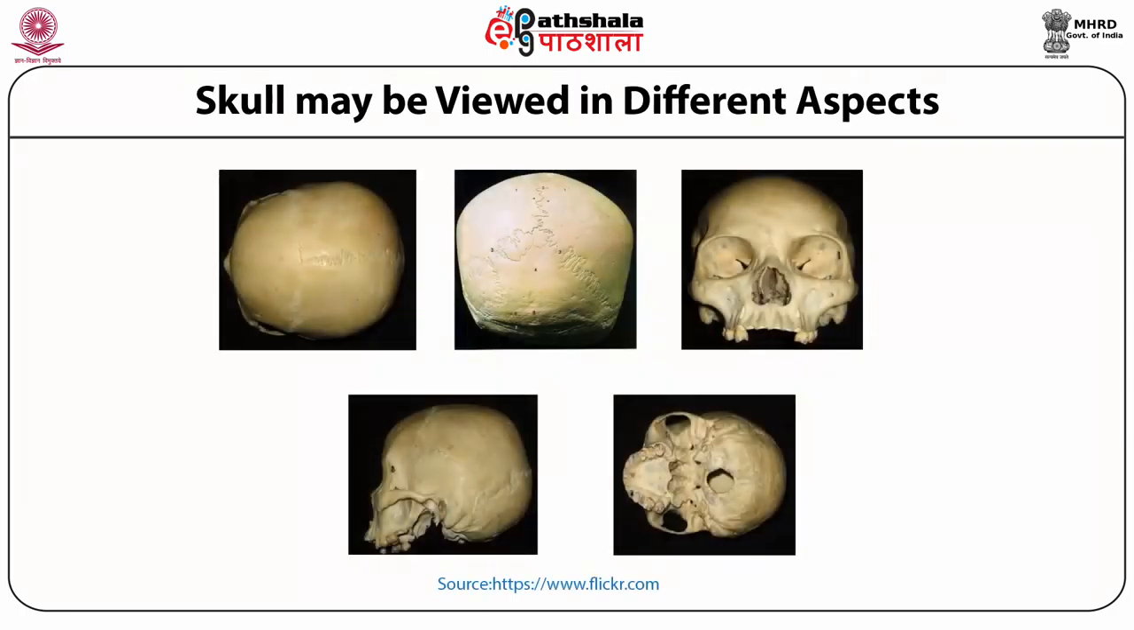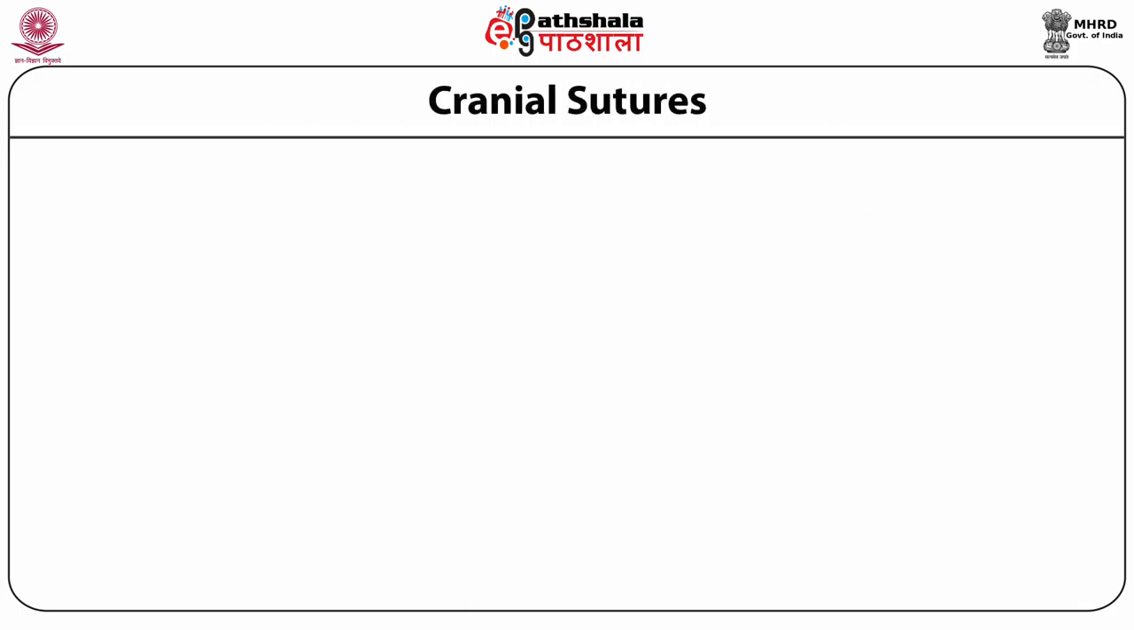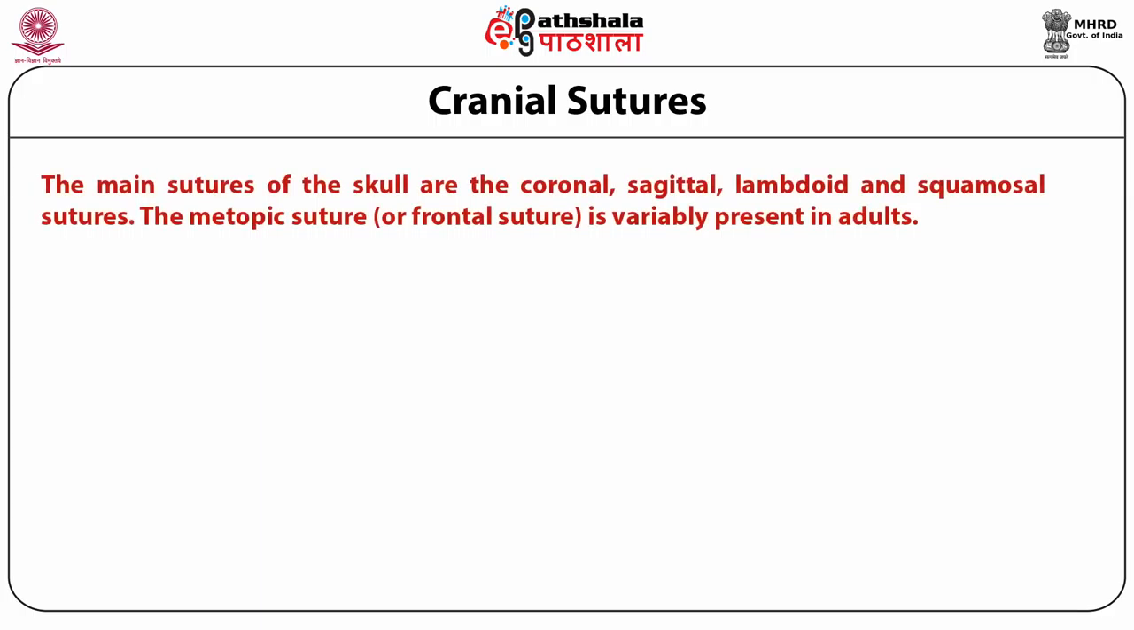Now we have five photographs of the skull. They show different sides: the top, back, front, side and base. So the skull may be viewed in different aspects. Cranial sutures. The main sutures of the skull are the coronal, sagittal, lambdoid, and squamosal sutures.